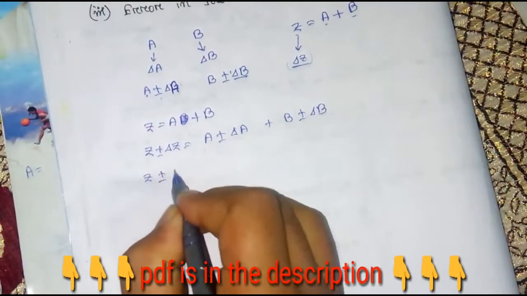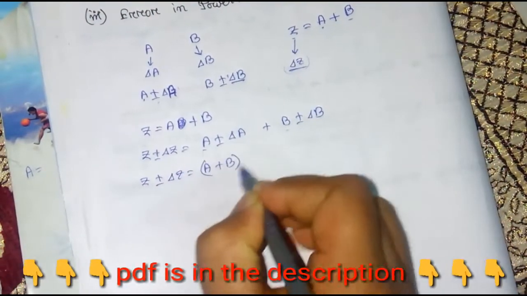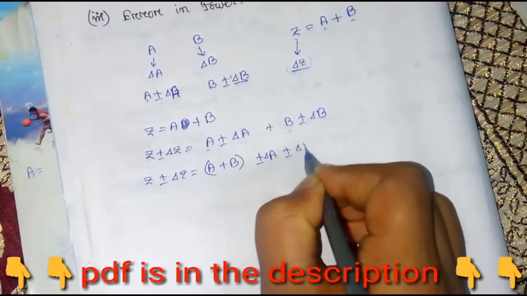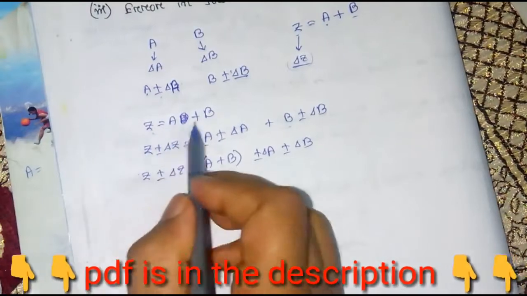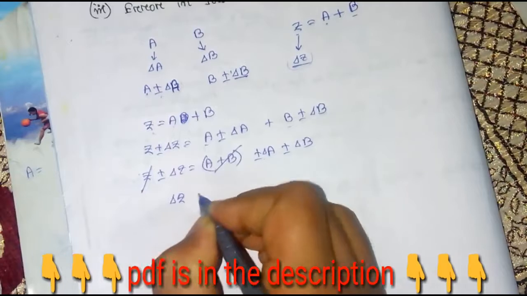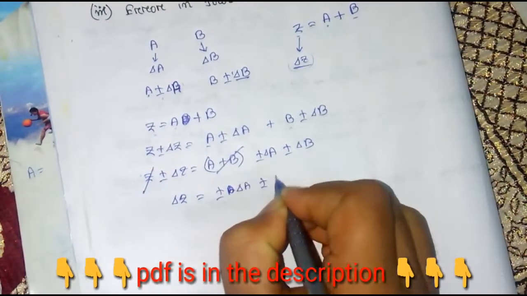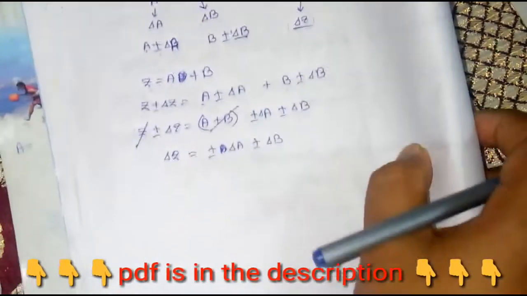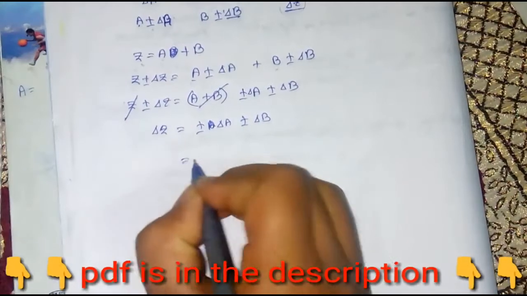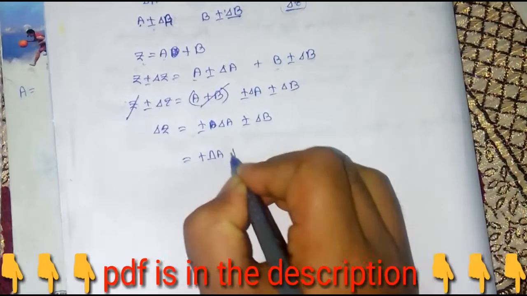So z plus minus delta z equals, we can write a and b, a plus b, and plus minus delta a plus minus delta b. So see, z equals a plus b, we know that, so it can cancel out. So it is given that delta z equals plus minus delta a plus minus delta b. So this is the value of delta z. So the number of possibilities is plus delta a plus delta b.